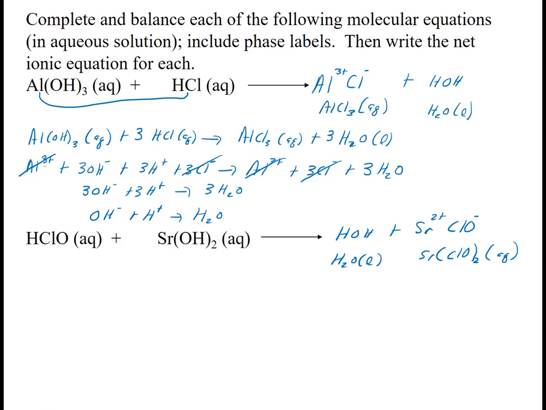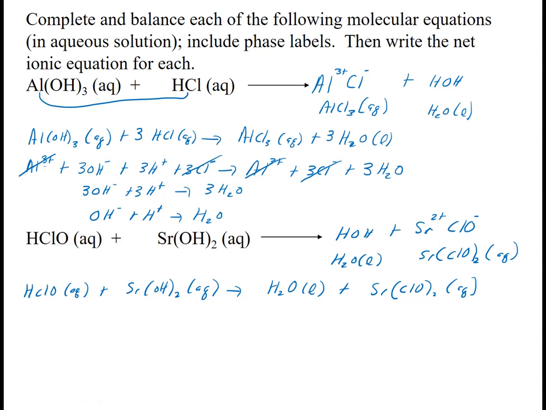So I'm going to rewrite the whole equation now. So I have HClO aqueous plus Sr(OH)2, or strontium hydroxide, aqueous goes to form water as a liquid plus strontium hypochlorite, Sr(ClO)2, aqueous. So now I need to write out the full ionic equation. Oh, I'm sorry. Next I need to balance it. I'm sorry, I missed a step here.